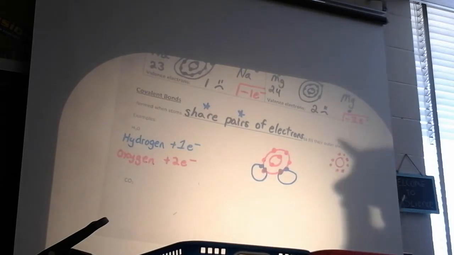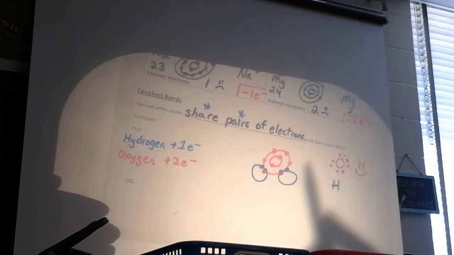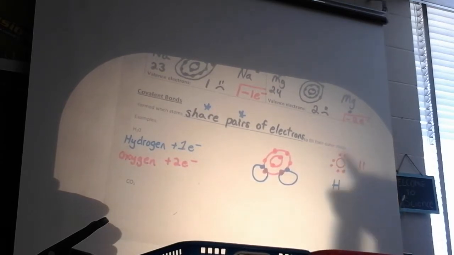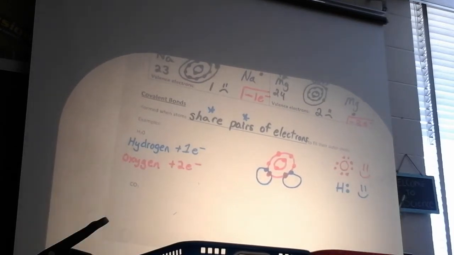So now let's look at hydrogen. Okay, how many valence electrons does hydrogen have? It's going to have 2. And remember, hydrogen's our exception to the rule. Now its outer shell is full, and hydrogen is happy.